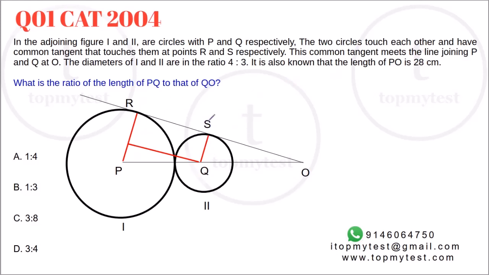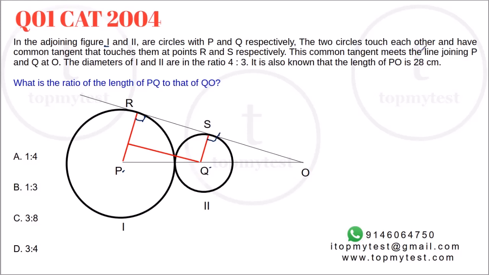I have marked the additional lines to be used in red over here. This figure was already given to you. It says in the adjoining figure 1 and 2 are circles with centers P and Q respectively. The 2 circles touch each other and have a common tangent that touches them at points R and S respectively. So we know that the tangents are perpendicular. The radius is perpendicular if you drop it from the point of intersection with the circle, right? So this will create similar triangles all along the place, right?